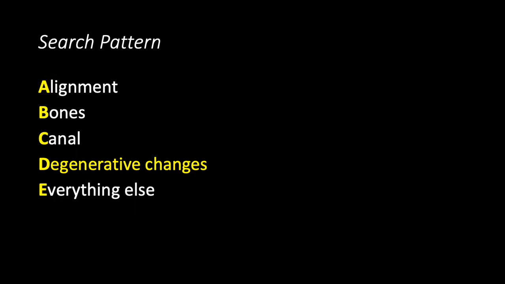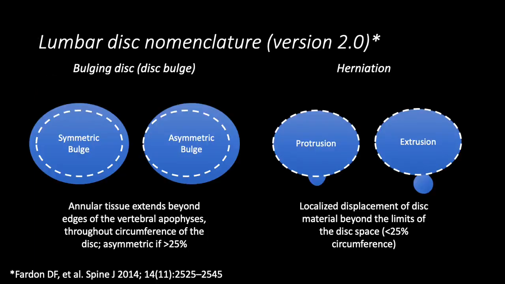And the next thing we'll do is catalog the degenerative changes. We'll start by reviewing the standard lexicon for describing lumbar discs. This and more is described in great detail in Lumbar Disc Nomenclature version 2.0, the reference you can find at the bottom of this slide. In this lexicon, you have disc bulges and disc herniations. Disc bulges exist when annular tissue extends beyond the edges of the vertebral apophyses. Disc bulges can be symmetric or they can be asymmetric. Herniations, in contrast, are by definition localized or focal.